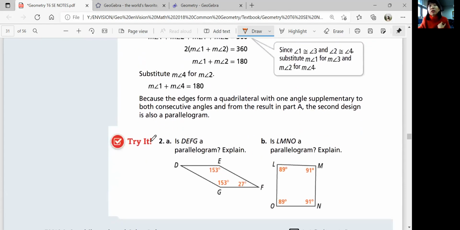So let's try number 2. Is DEFG a parallelogram? Explain. And part B, is LMNO a parallelogram? Explain. So if you can do it by yourself and see if you can explain by yourself, come back when you're ready for answers.